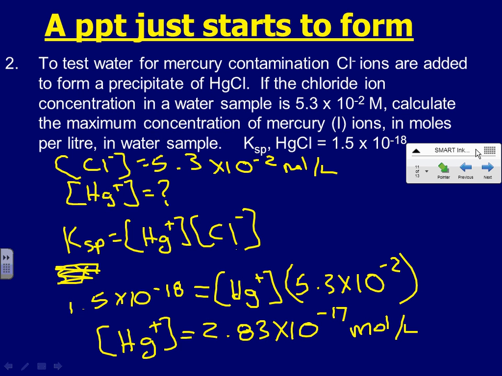Again, a very simple example, but when it says in the question, a precipitate just starts to form, it means you can use that Ksp expression straight up and just solve for what it's asking you for. To differentiate from earlier today, if it says, will a precipitate form, you're solving for Q and comparing it. Here, where it says a precipitate just starts to form, or to form a precipitate, you're assuming it's saturated and at equilibrium. One more.